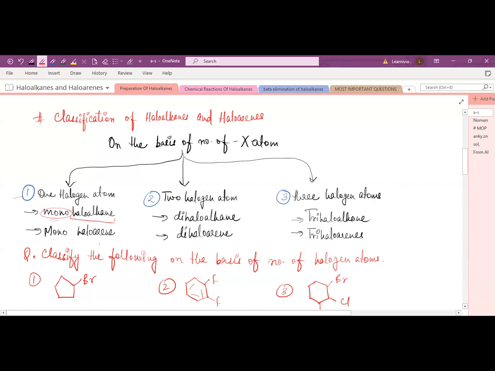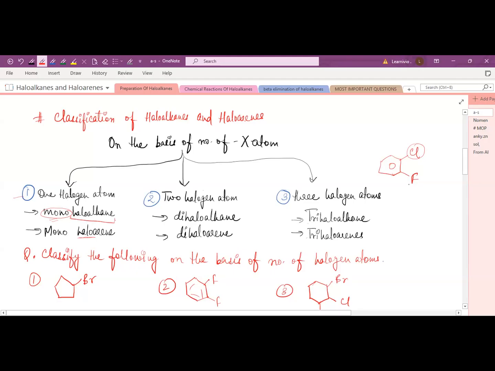Similarly, suppose there is a ring, meaning an aromatic ring, and only one halogen group is attached over here. What do we call it? We call it a monohaloarene. It's an arene, so you have to check whether it's an aromatic system or not. If the halogen group is attached to the aromatic system, it is known as a monohaloarene. Suppose there are two halogen groups, so it will be called a dihaloarene.